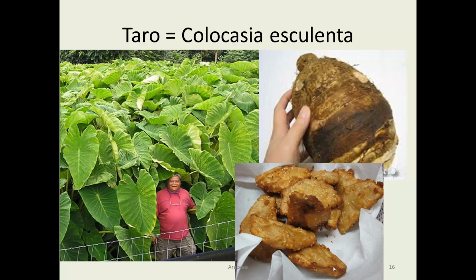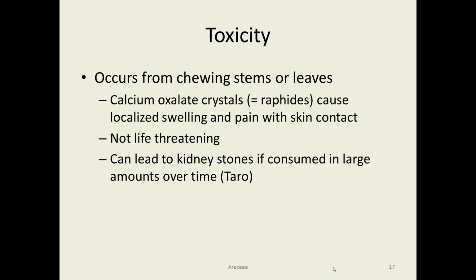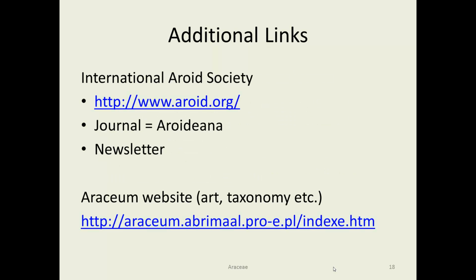And then the lower right, the corm has been sliced and breaded like a tempura and then deep fried. The toxicity, again, occurs from chewing on the stems or leaves that haven't been processed. It's the calcium oxalate, and it can cause localized swelling and pain. Not life-threatening, but over time, if repeatedly eating these plants that haven't been properly processed, it can lead to kidney stones. So some concern.